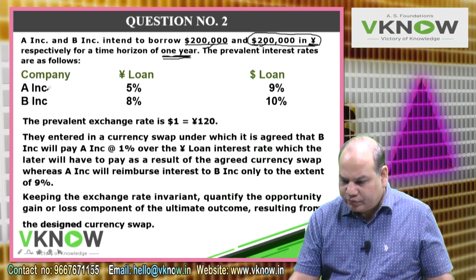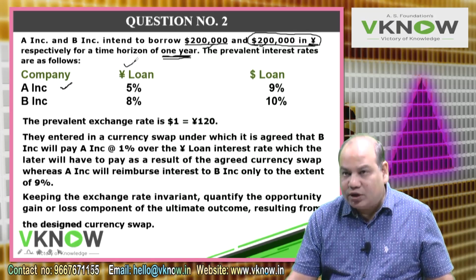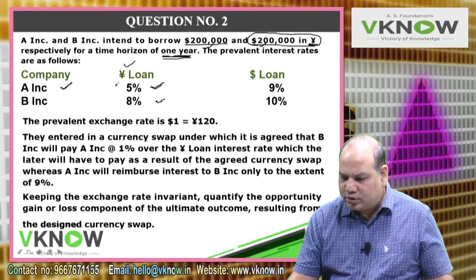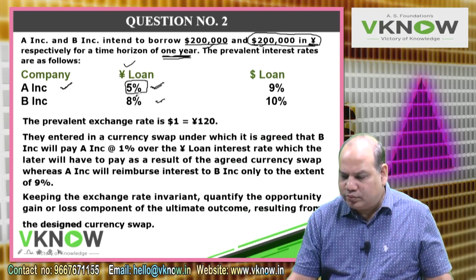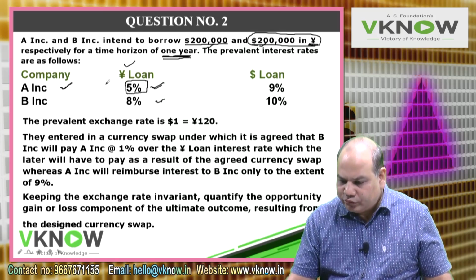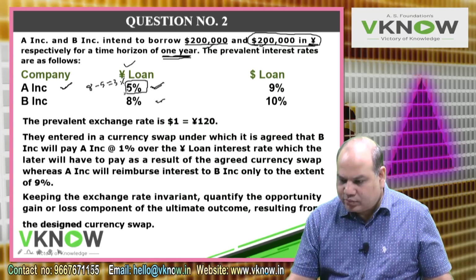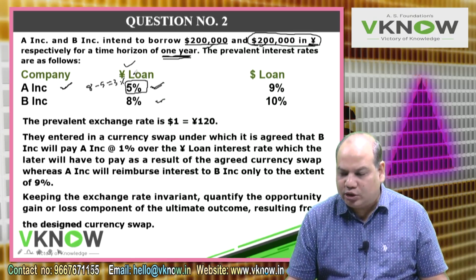Now how to read it? If A wants to borrow in yen, A will have to pay 5%. And B will have to pay 8%. So who has got the advantage in yen loan? You will say A has got an advantage in yen loan, and by how much? It has got an advantage of 8 minus 5, 3%. A has got 3% advantage over B when it comes to yen loan.